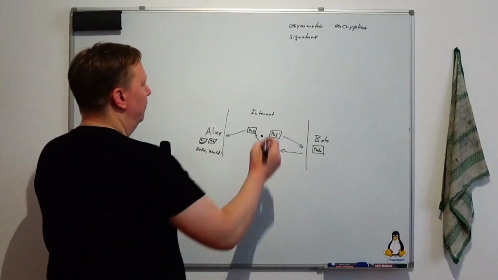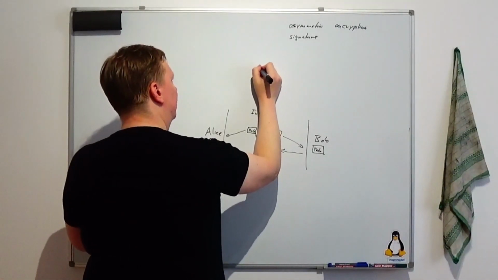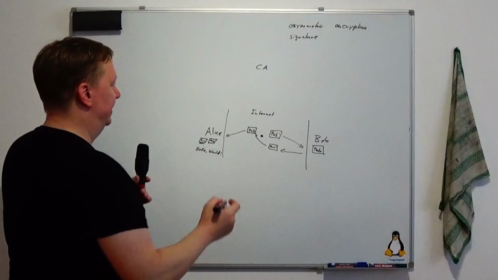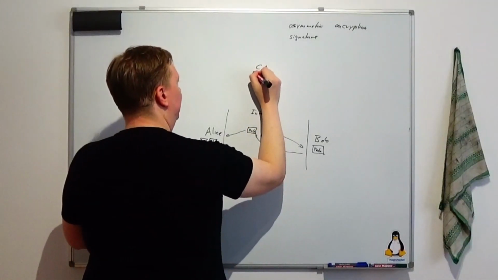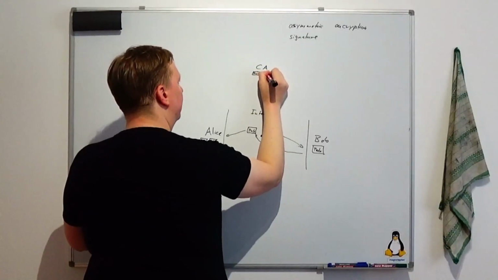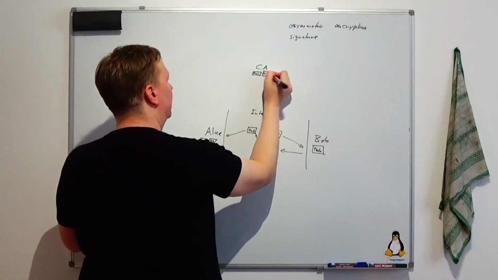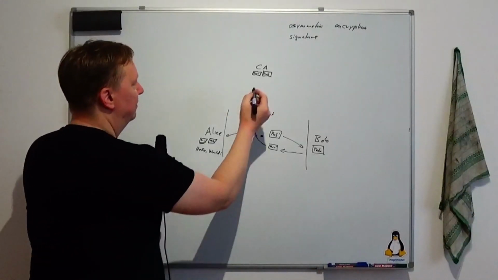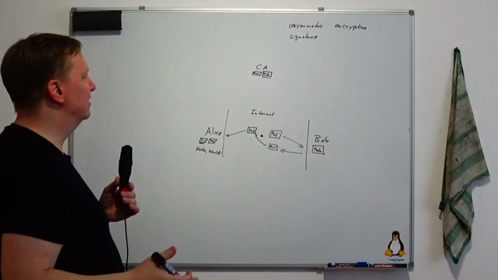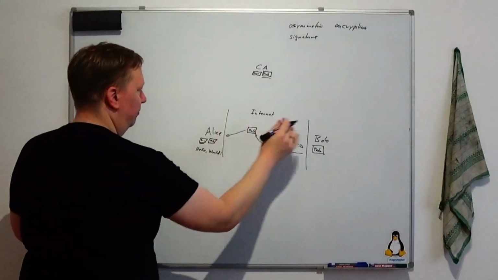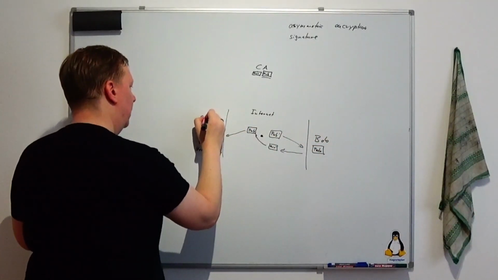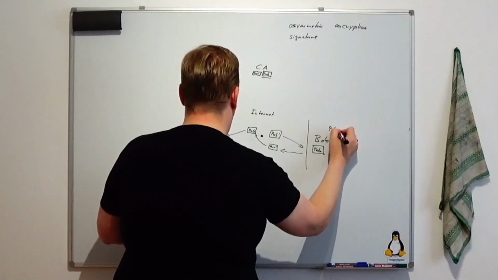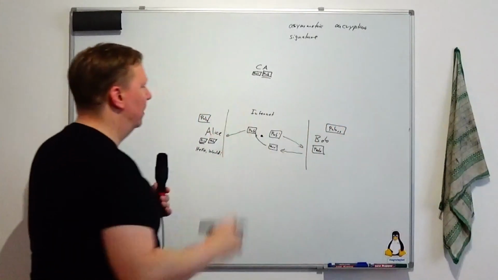Okay, so what we need additionally is a so-called certificate authority, a CA. Now, what does a CA do? A CA also has a private key and a public key. And yeah, today operating systems come with copies of the public keys of several CAs pre-installed. Okay, so both Alice and Bob have a public key of the CA. Okay, they just have that.